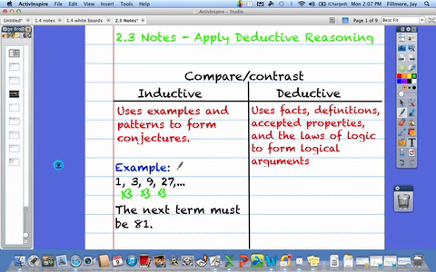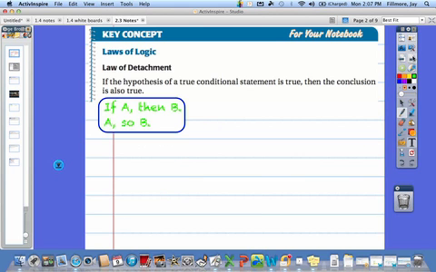We're going to start with one law of logic, which is the law of detachment. Let's look at the law of detachment from 2 different perspectives. First of all, if the hypothesis of a true conditional statement is true, then the conclusion is also true.